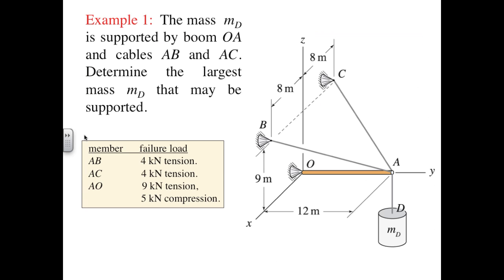In our first example, we have a mass supported by boom OA and cables AB and AC, and we want to determine the largest mass, m sub d, that may be supported. We know the cables AB and AC have to be in tension and will carry a load along their length. The boom is a bar-like support, and we can see a ball and socket type of support at O. There is no force present between the ends of the boom at O and A, and so this particular element will be represented as a 2-force member and will carry, in this case, a compression that's directed from O towards A.